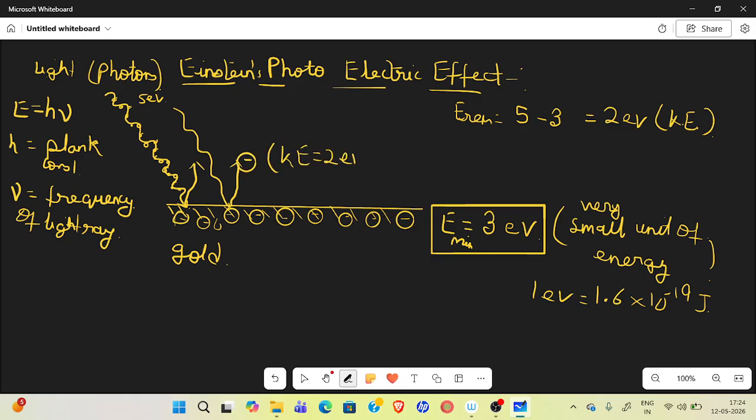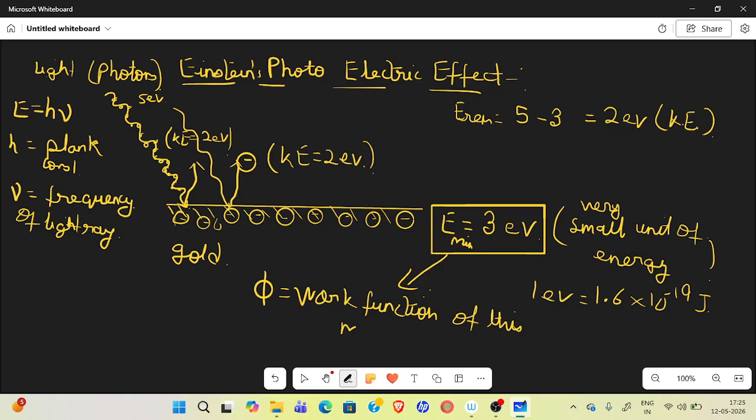Similarly, if no electron collides in between, it also has kinetic energy equal to 2 electron volt. So this is the minimum amount of energy to pluck out or remove the electron from the surface, the minimum threshold energy required for the electron to come out from the surface, and this is called what? It is given by phi, which is called the work function of this metal.